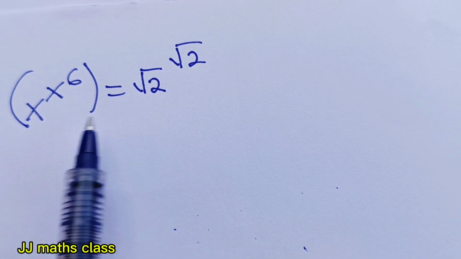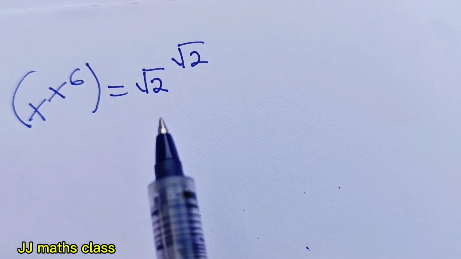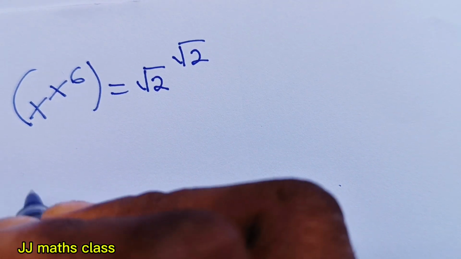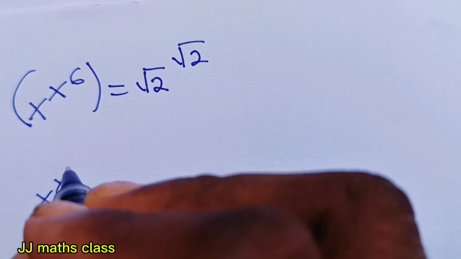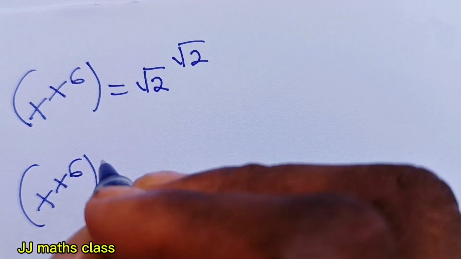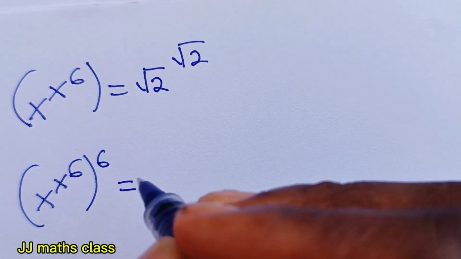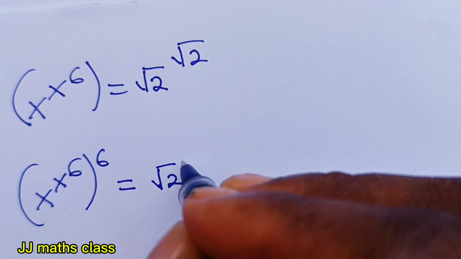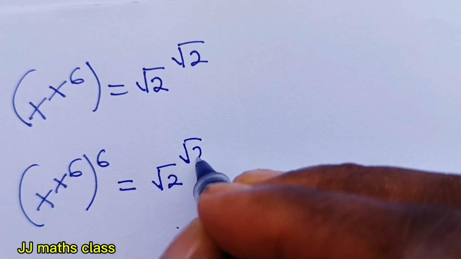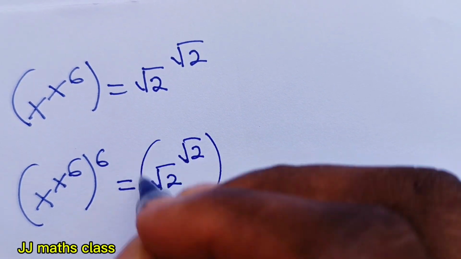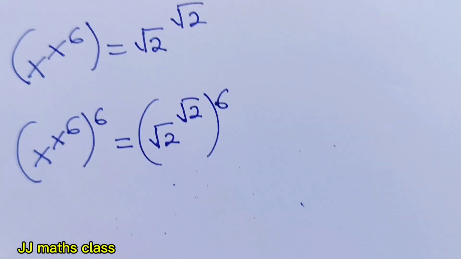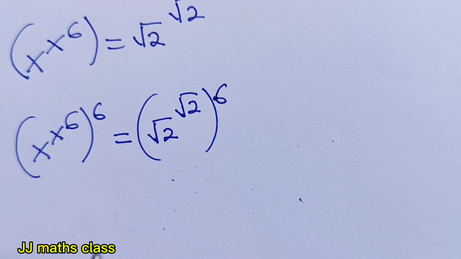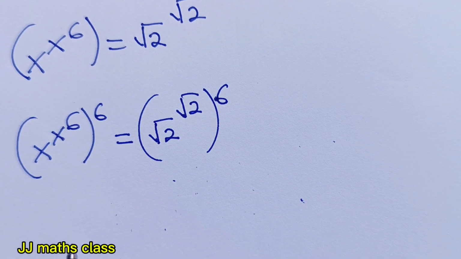First, let's raise each side of this equation to the power of 6. So we are going to have x to the power of x to the power of 6, raised to the power of 6, is equal to root 2 raised to the power of root 2 raised to the power of 6. Now, for the left-hand side, let's concentrate on that first.